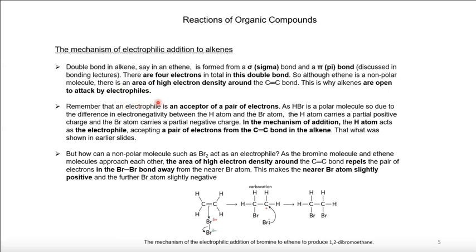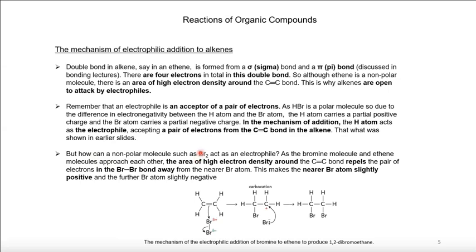What is an electrophile? An electrophile is an acceptor of a pair of electrons. Hydrogen bromide is a polar molecule. Due to the difference in electronegativity between the hydrogen atom and bromine atom, the hydrogen atom carries a partial positive charge, but the bromine atom carries a partial negative charge. That's what we said earlier. In the addition mechanism, the hydrogen atom acts as an electrophile, accepting a pair of electrons from the alkene, and that is shown in the earlier slide also.